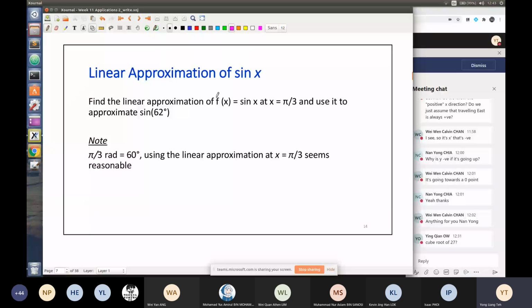Okay, so we observe that at pi over 3, this is actually your expansion point. So this is actually your a. And this a is actually equivalent to 60 degrees, because it's pi over 3 radians. So therefore 62 is close enough to 60, so the approximation will be reasonable.